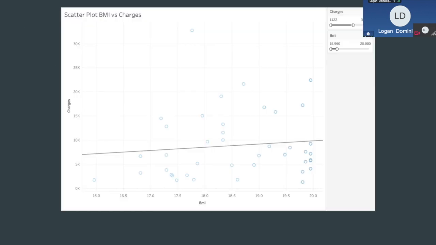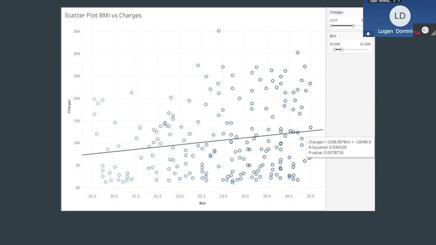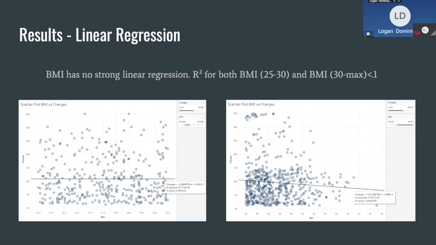We ran linear regression across many separate categories. This is the 15.96 to 20 in a larger form, and the next one is the 20 to 25. As you can see, the R-squared there is very low, and both of them were significantly below 70. The next slide shows the BMI for 25 to 30 and then 30 plus. Both of these also had significantly low R-squared values. On the left, it's approximately 0, and on the right, it's 0.007.